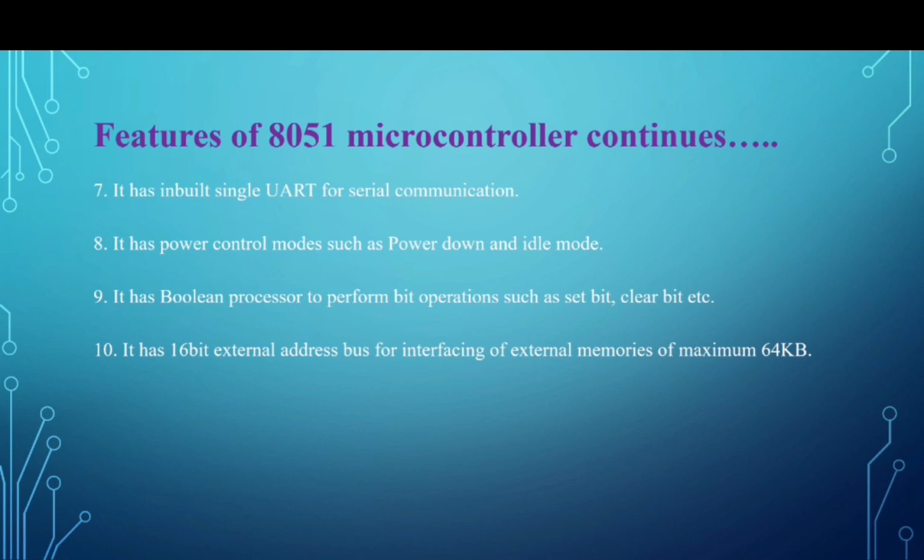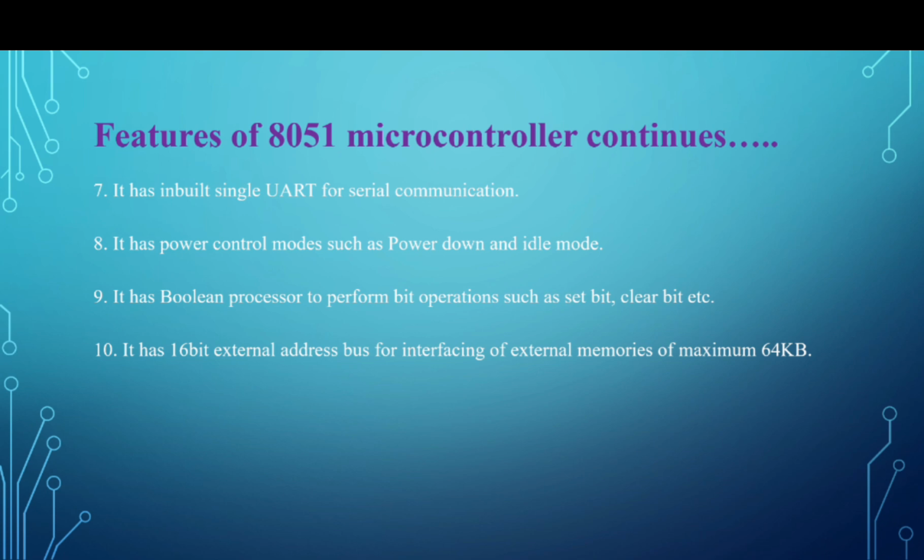It is a Boolean processor. It can perform bit operation. It can set a bit, it can reset a bit, it can transfer a bit from one place to another place. So it is a Boolean processor. Out of 128 bytes of RAM location, 16 bytes of RAM location are used for bit operation. So 20H to 2FH, this is the 16 bytes of RAM location which is bit addressable. So I can set or reset any bit of these 16 RAM locations.